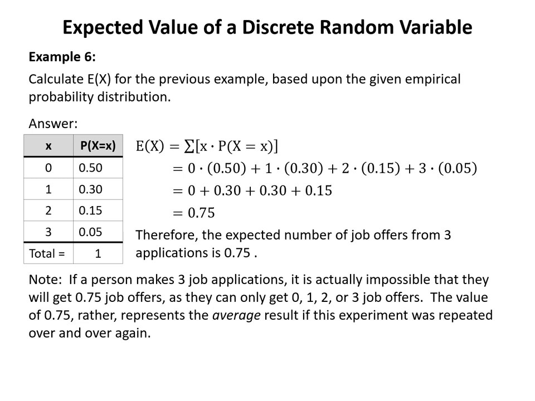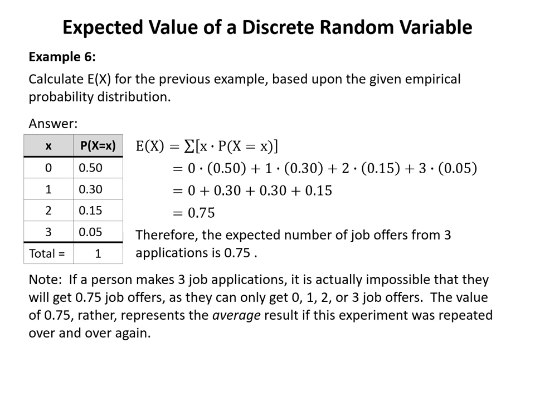Now note, if a person makes three job applications, obviously it's actually impossible that they will get exactly 0.75 job offers, because you can only get a whole number of job offers. You can get 0 or 1 or 2 or 3 job offers. And in fact, we've defined this as a discrete random variable precisely because there are only specific values that the random variable can take on. It can't take on those in-between values, of which 0.75 happens to be one of those values.